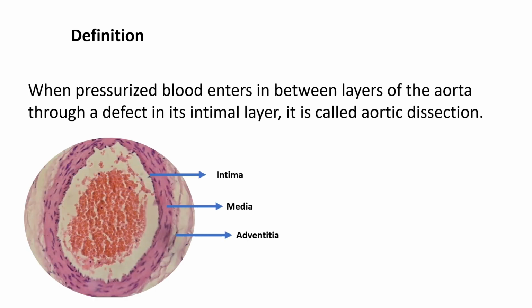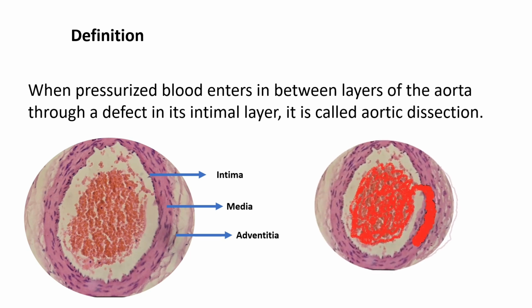Any blood vessel will have three layers: intima, media, and adventitia. So if through the intima there is a tear, it comes either between media and adventitia or between intima and media. Then this is called aortic dissection.